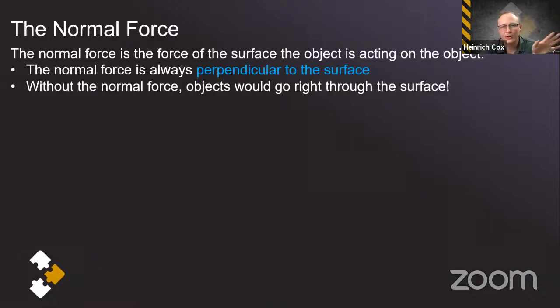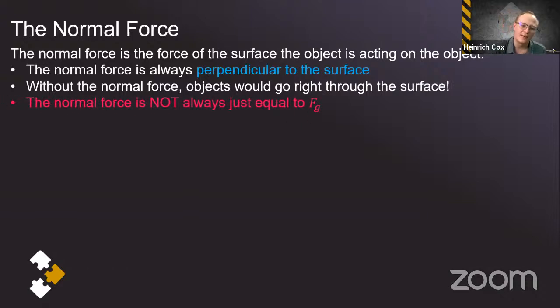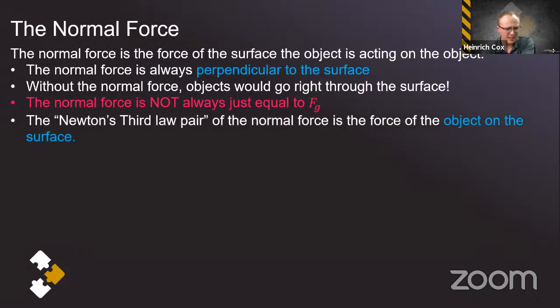And without the normal force, objects would literally fall through the surface, right? So if you're standing on the ground, the reason you're not falling through the ground is the fact that the ground is exerting a force back up against you that is preventing you from falling through the ground to the center of the earth. And then note this, please. The normal force is not always just equal to the force of gravity. And we're going to unpack that misconception in detail.